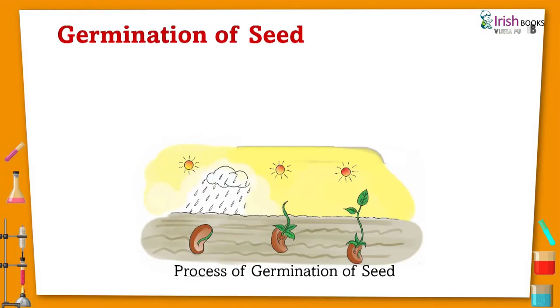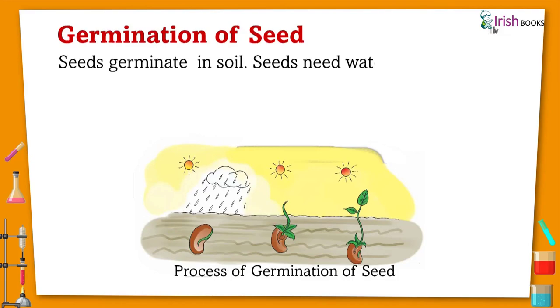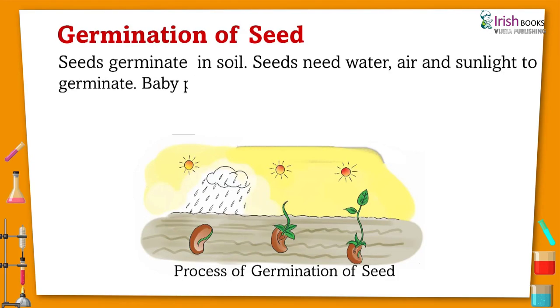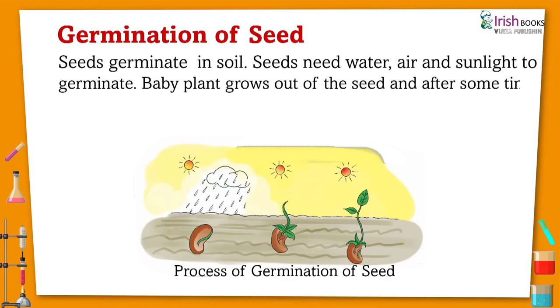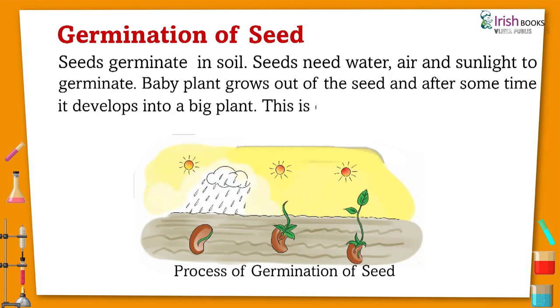Germination of seed. Seeds germinate in soil. Seeds need water, air, and sunlight to germinate. A baby plant grows out of the seed, and after some time, it develops into a big plant. This is called germination of seed.